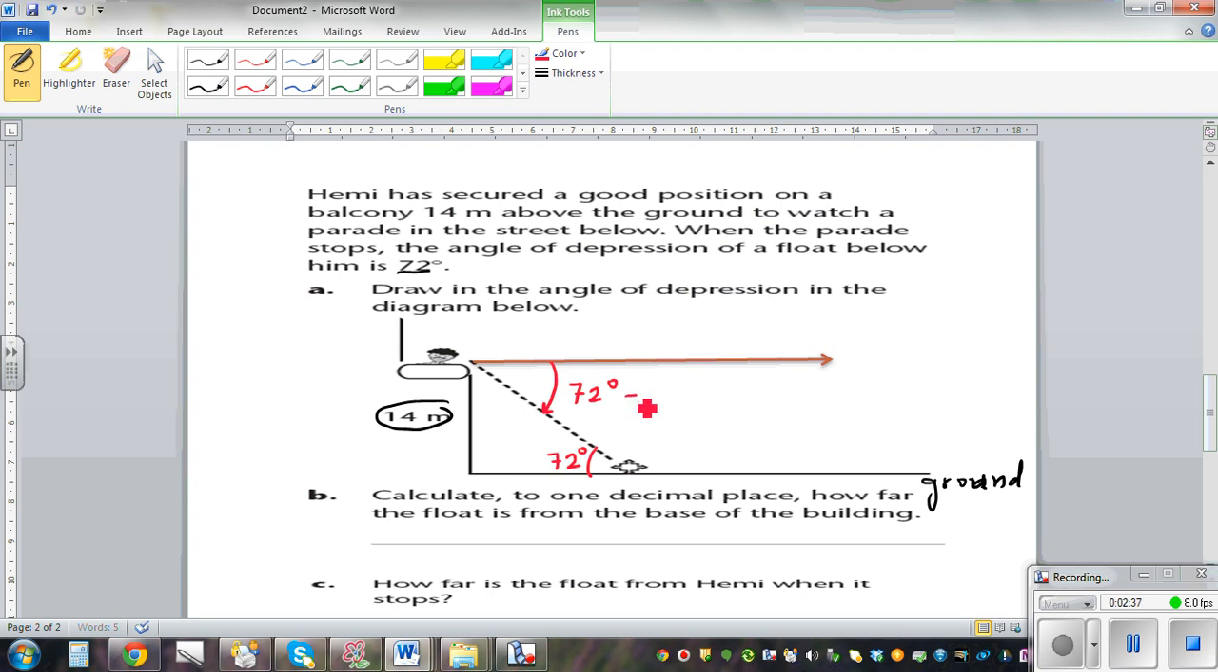So this is the angle of depression, AOD. This is the horizontal, and you're looking down. So when Hema looks down at the float, the angle of depression is 72 degrees. So this is a triangle, say triangle ABC. C is the float, and this is a right angle. Calculate to one decimal how far the float is from the base.